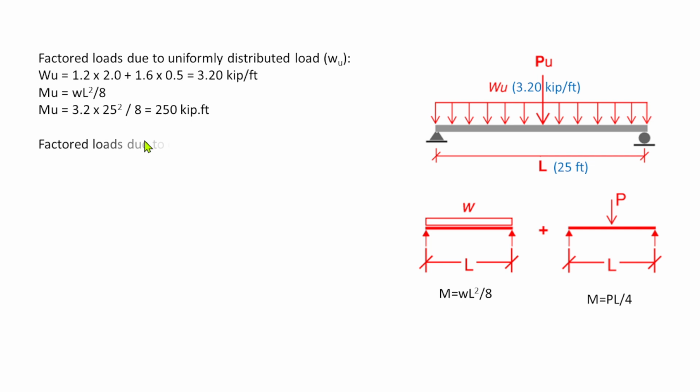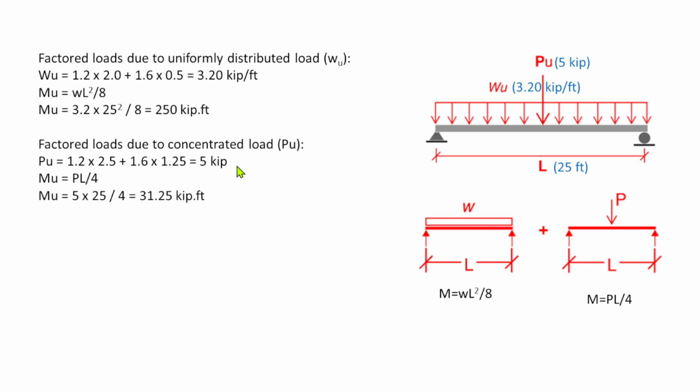So the factored load due to the concentrated load, we have PU equals 1.2 times 2.5, that is the dead load, and 1.6 times 1.25, the live load. Then we will get 5 kPa. So this one here in blue. The moment of the concentrated load is PL over 4. Substituting the values, 5 times 25 all over 4, we will get 31.25 kPa per foot.